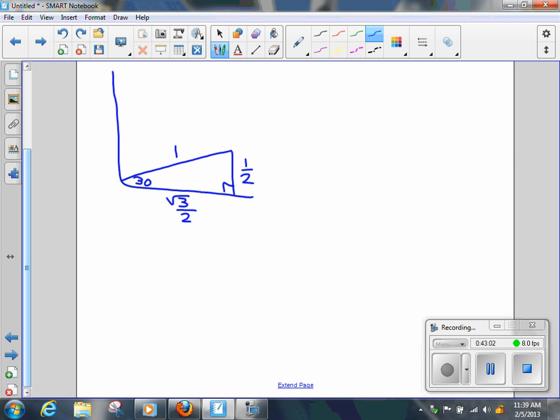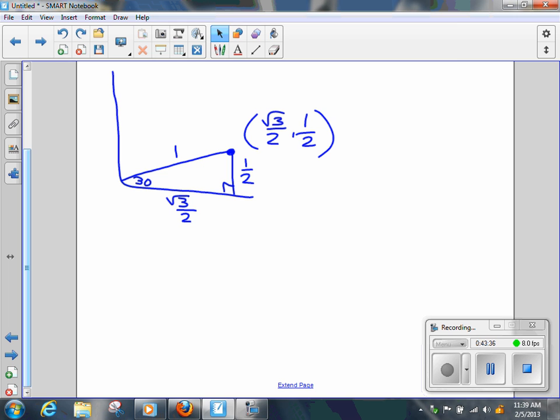Now, you also already know that the terminal point for pi over 6 is root 3 over 2, 1/2. If you know your unit circle, you already know that terminal point. And now let's apply what you learned today. We're no longer thinking x, y. We're thinking cosine, sine.